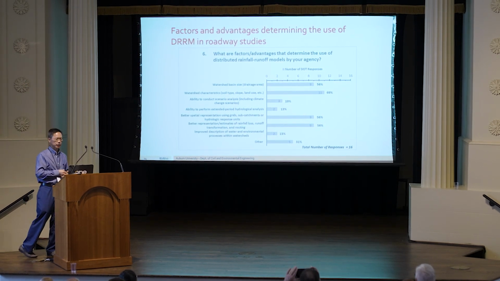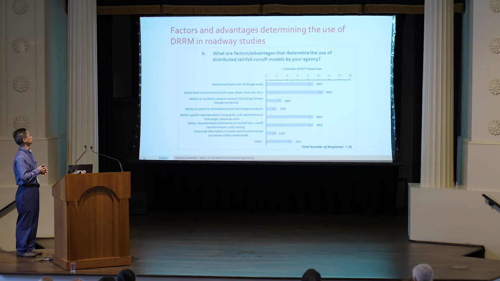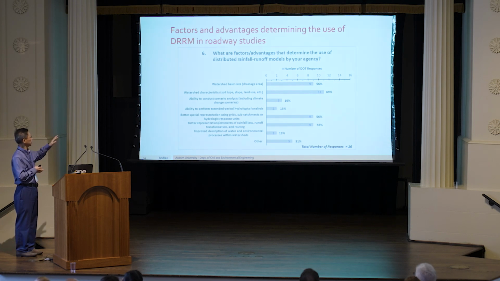So question 6: what are the factors and advantages that determine the use of a distributed runoff model by your agency? About 11 states, or close to 70%, talk about watershed characteristics, okay? Based on the soil, you can use information from soil types, land use and slope to be more accurate in the hydrologic modeling, okay?